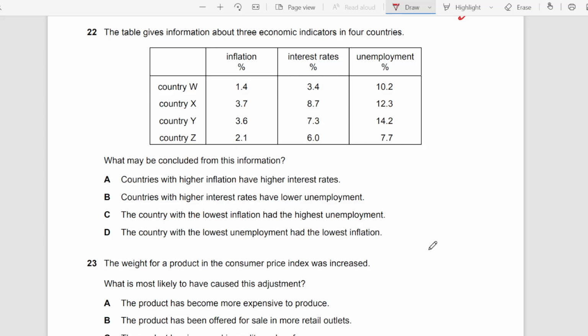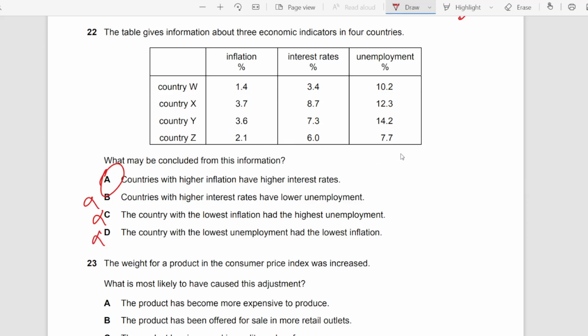Country Y, inflation is 3.6, second highest, and interest rate is also second highest. Country Z, inflation is 2.1, second lowest, and interest rate is also second lowest. This is 6.0. So yes, option A is the correct option. We don't even need to look any further, because this is going to eat up a lot of our time.